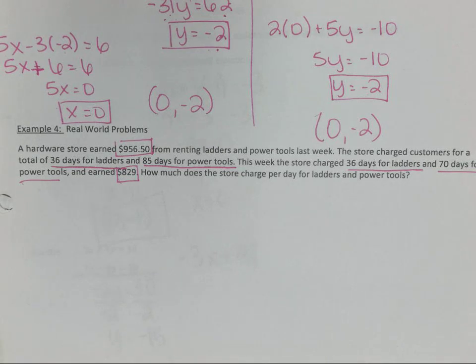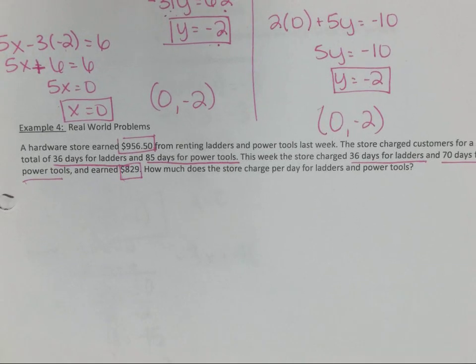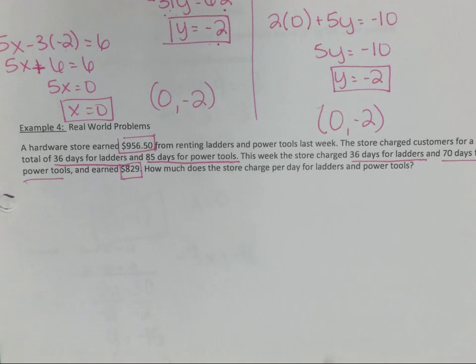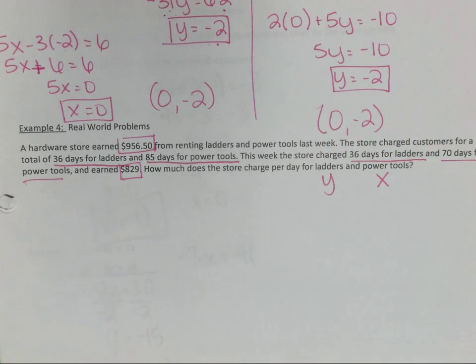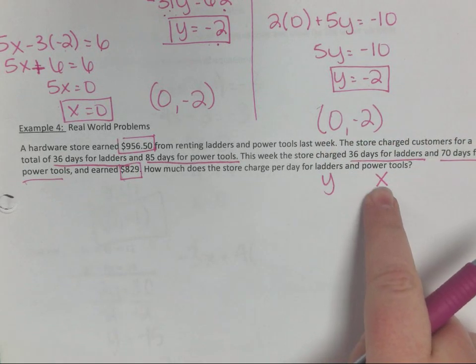So what are our two variables going to be? X and Y. But what do they represent? Ladders and power tools. Which one do you want to be ladders? I wanted the power tools. Okay. X is power tools, which means Y is ladders. Doesn't matter? Nope, just pick one. Okay? So X is power tools.